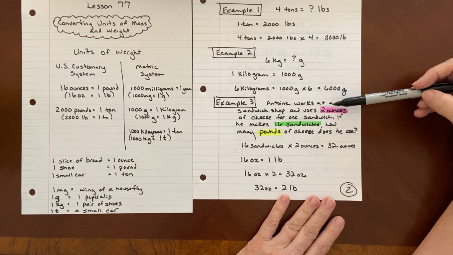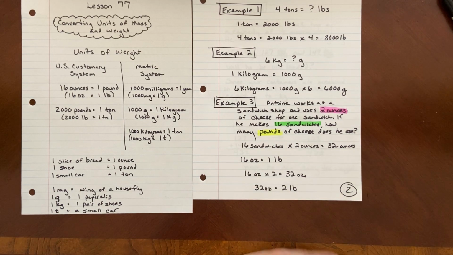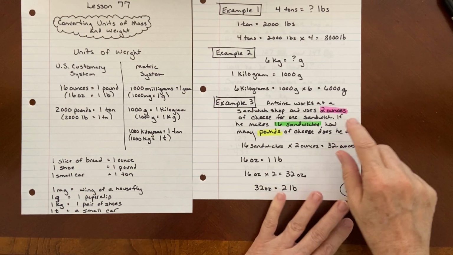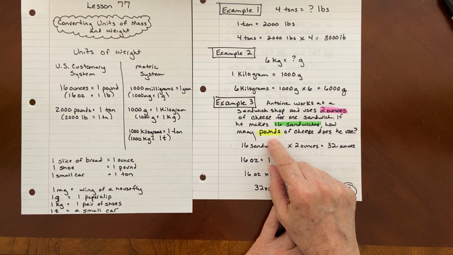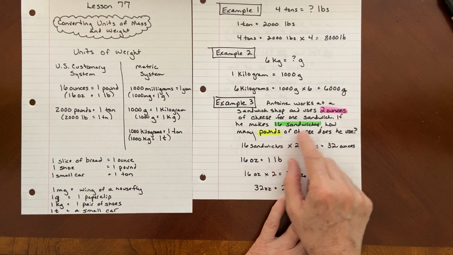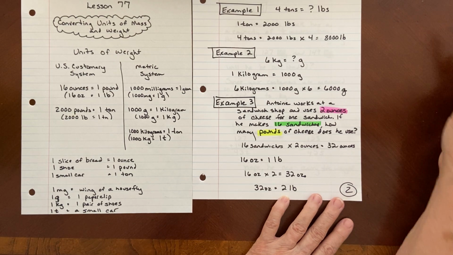Antoine works at a sandwich shop and uses 2 ounces of cheese for 1 sandwich. If he makes 16 sandwiches, how many pounds of cheese does he use? So, what are they asking me to find? Pounds? They gave me ounces and they gave me sandwiches, but they want to know pounds? So it looks like I'm going to have to find ounces first, right? So this is a 2-step problem.